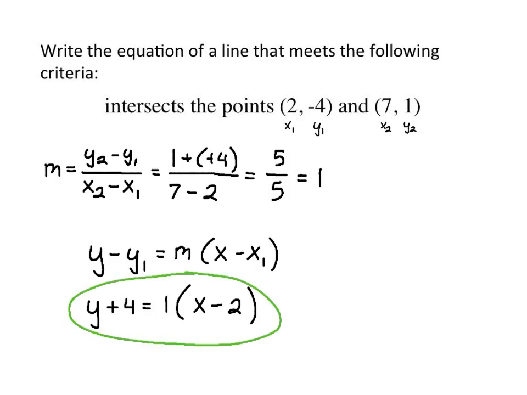So at this point, I have a few problems I'd like you to try on your own. So give those a try, and we'll check in on these and other problems on graphing equations from points and slopes next class.